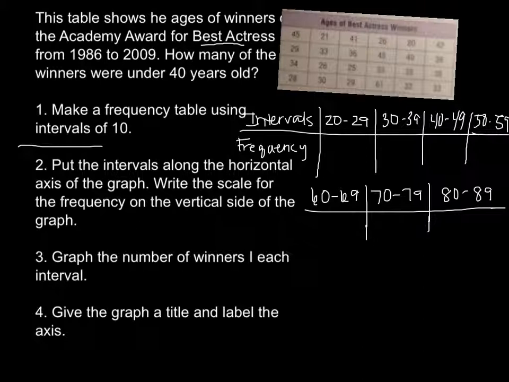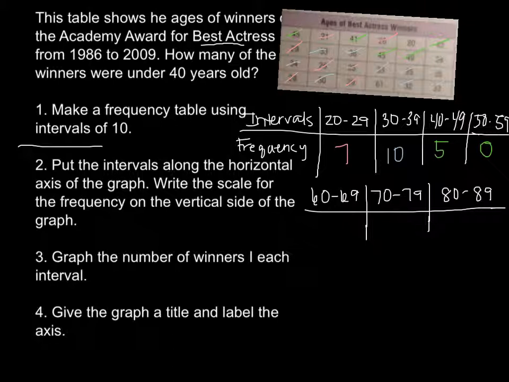Okay, so let's go through and count the numbers 20 through 29. All right, I went through and I counted 7. Now 30 through 39. And for that one, I counted 10. Let's do 40 through 49. I got 5 for that one. I don't see that there are any for 50 through 59.